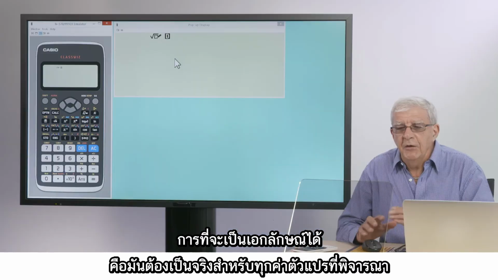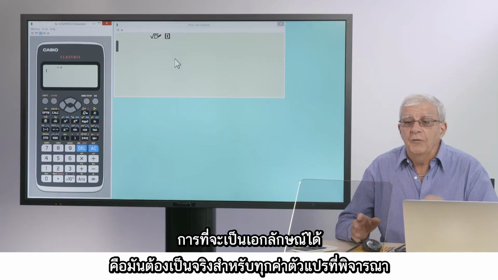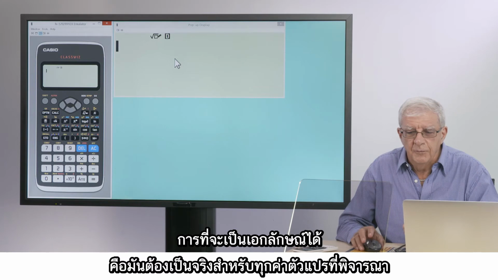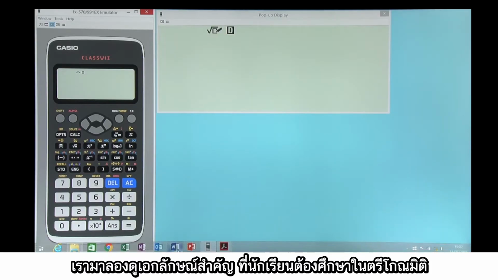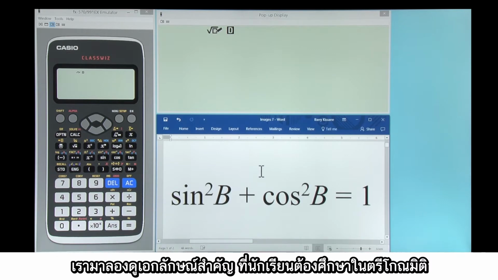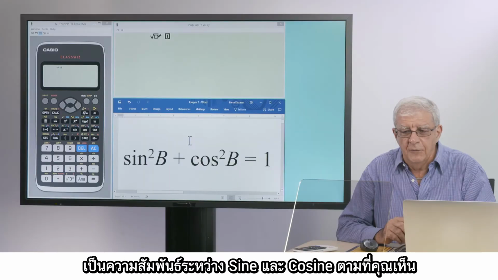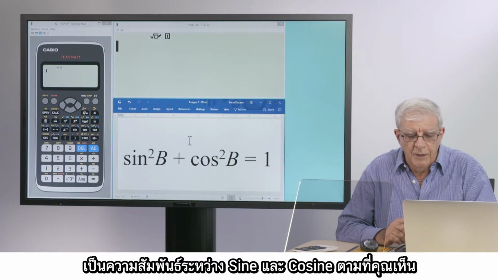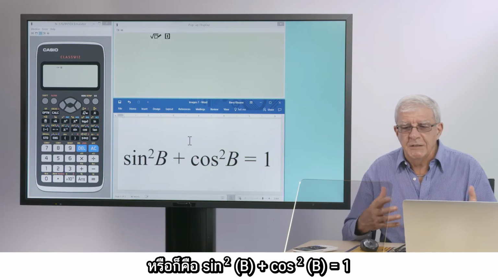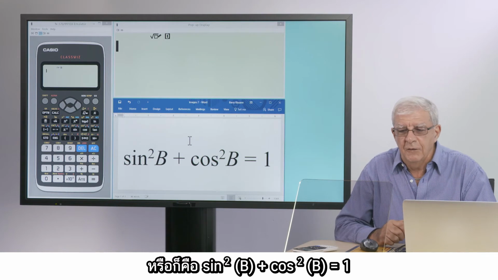For a statement to be an identity, it must be true for all values of the variables concerned. Let's look at a very important identity that students always study in trigonometry, the so-called Pythagorean identity between sine and cosine, as you can see written here. In words, we say sine squared B add cosine squared B is equal to 1.